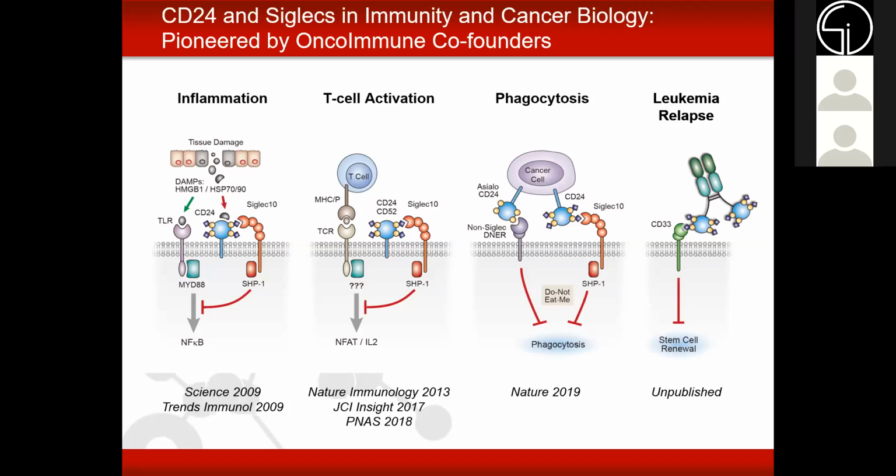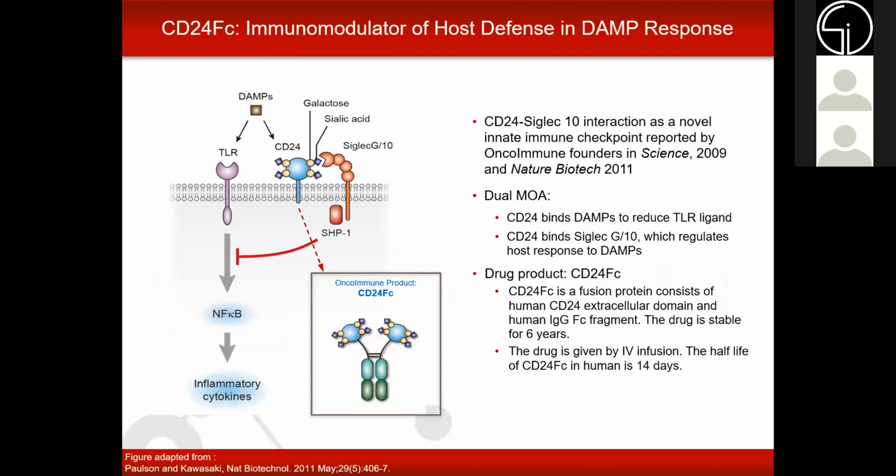Today I'm going to focus more on the inflammation part. CD24 is a GPI-linked molecule. It mostly has an extracellular domain and inserts into the cell membrane, so CD24 itself doesn't have an intracellular domain inside the cell. So how does it give the signal? The signal actually goes through the Siglec family.